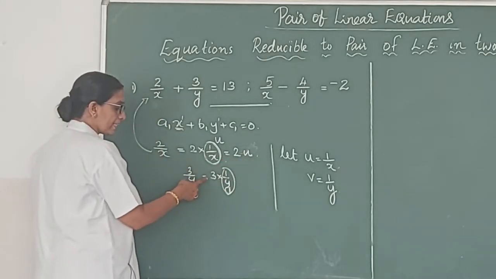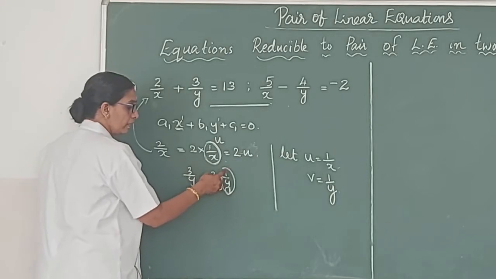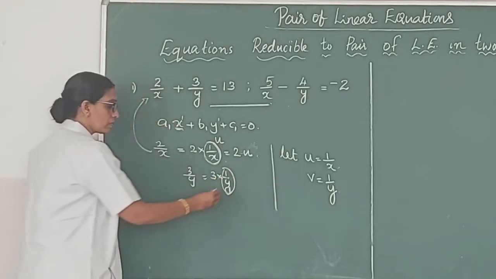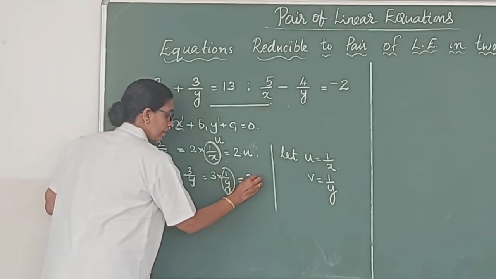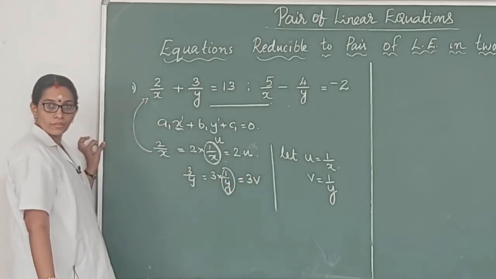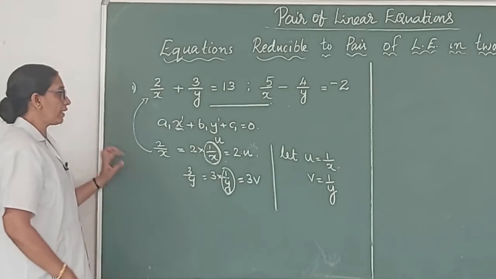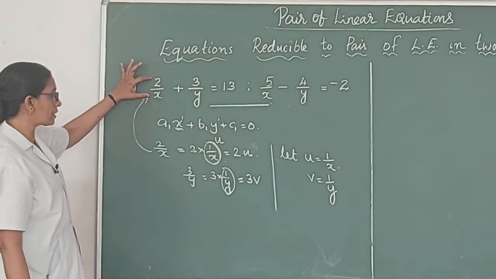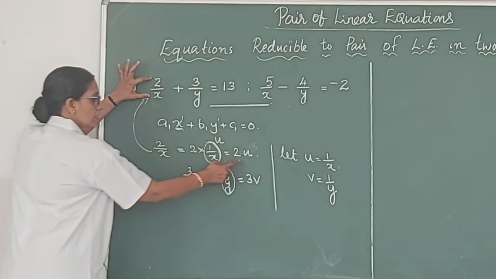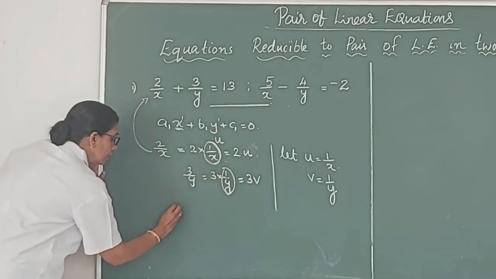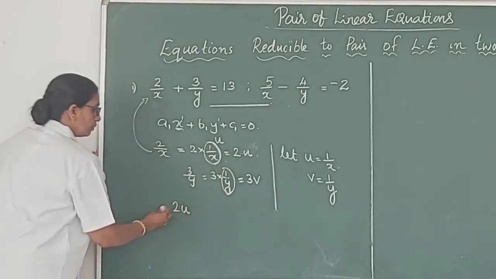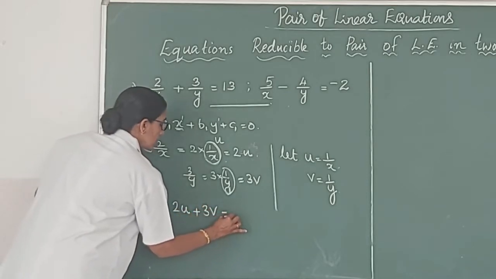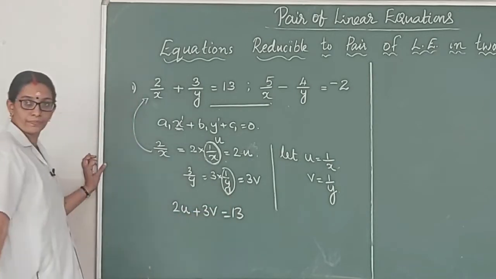Then 3 by y is actually 3 into 1 by y. For 1 by y we have taken v, so it can be written as 3v. Now we can rewrite the equations. How can we write the first equation? 2 by x is 2u, so the equation is 2u plus 3v equal to 13.